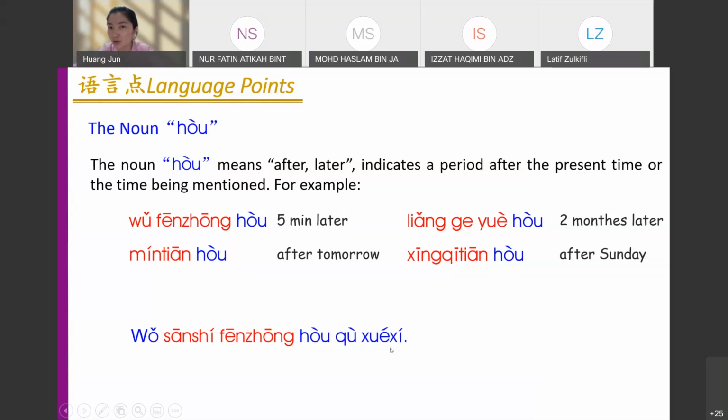What's the meaning? 去学习. Can you catch it? 学习. Yeah, similar words, right? 学校, 学习, 学生. Very good. It's go to study. 去学习, go to study. So then I go to study 30 minutes later. So this is the meaning I talk.